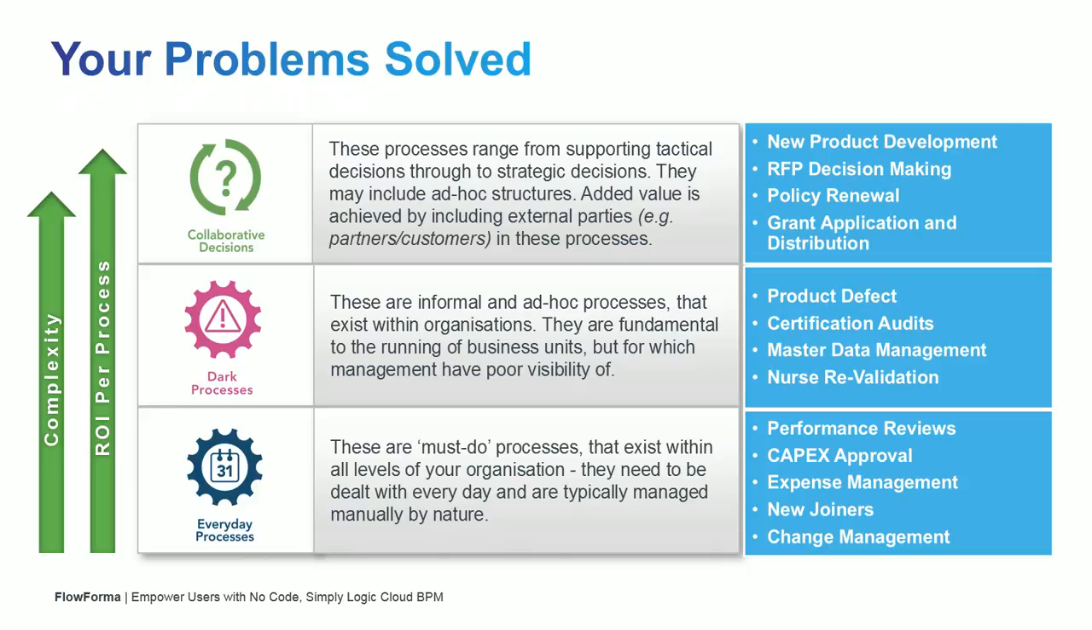At the lowest level are everyday processes. These are must-do processes that exist in every organization. Their scope is limited and they are often implemented through a mixture of spreadsheets or form documents embedded in email chains. For example, the new hire process.